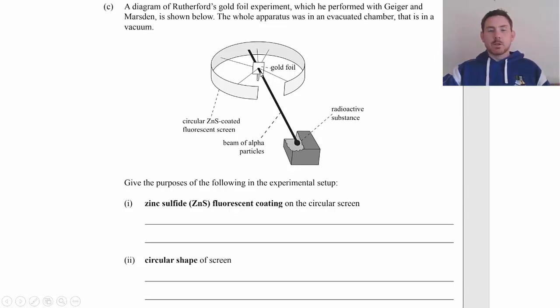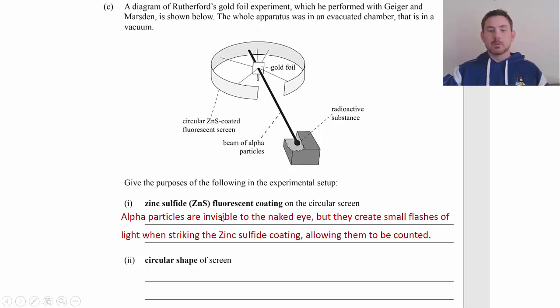So alpha particles, when traveling through a vacuum, are invisible, and without the zinc sulfide screen, you wouldn't see any effect of the alpha particles. So when the alpha particles hit the zinc sulfide screen, there is a reaction and a flash of light is given off. So the zinc sulfide screen would glow or flash every time an alpha particle hit it, and that would allow you to count the alpha radiation and also to locate where the alpha particles were traveling to after interacting with the gold foil. So alpha particles are invisible to the naked eye, but they create small flashes of light when striking the zinc sulfide coating, which allows them to be counted and located.